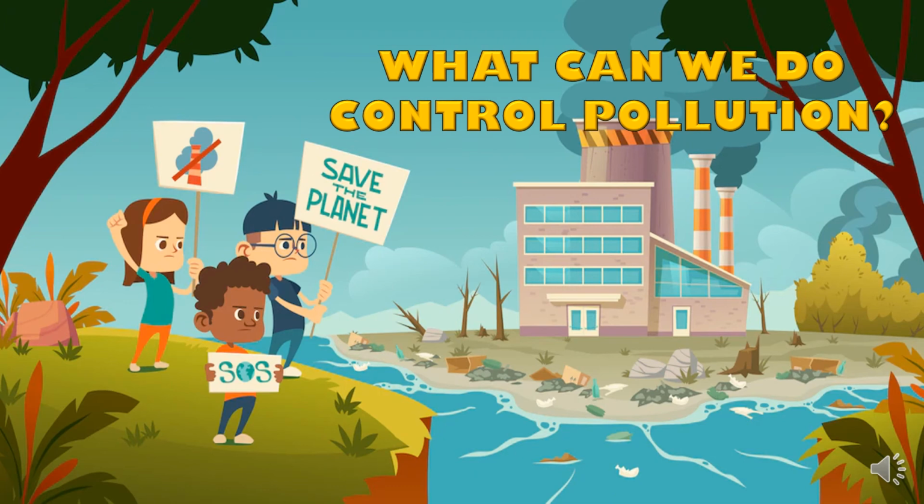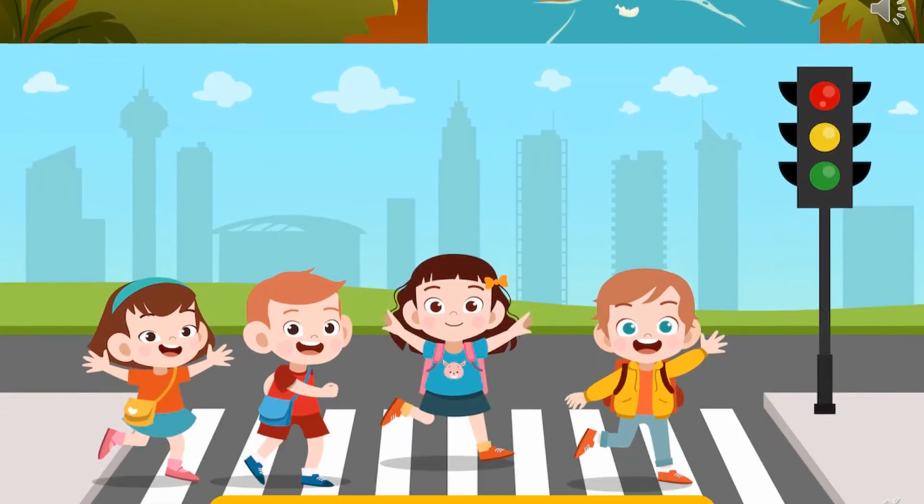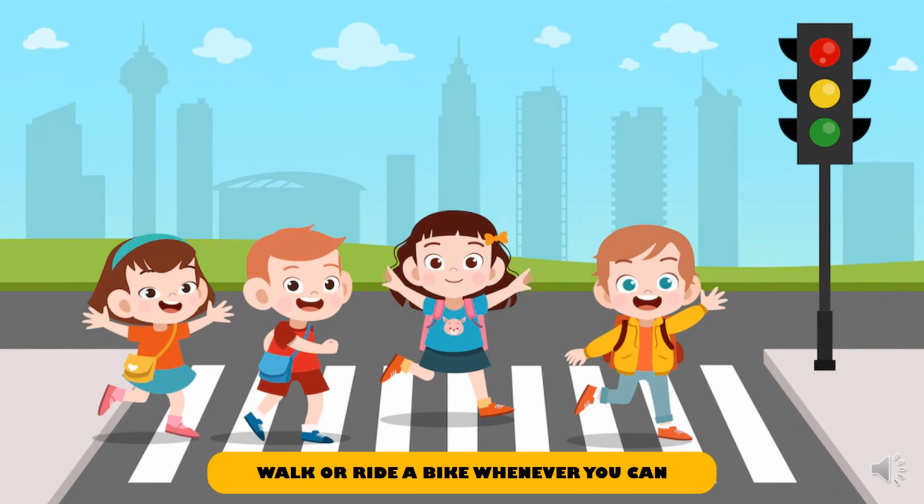Now, what can we do to control pollution? Well, there is a list of things that we can do to help improve the environment and stop the pollution from getting worse. If the distance isn't too far, we can choose to either walk or ride a bike to travel from one place to another. This can help to reduce the release of smoke and gases from cars.